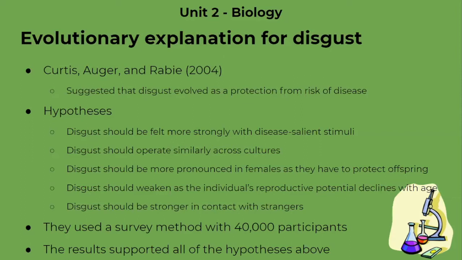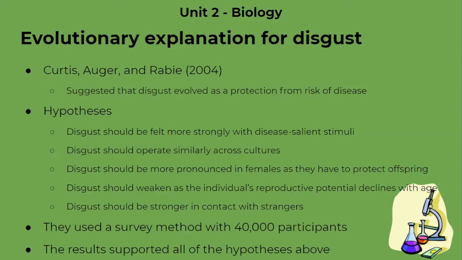So the second hypothesis is that disgust should operate similarly across cultures because disgust is a universal feeling. The third hypothesis is that disgust should be more pronounced in females because they have offspring to protect, and they would potentially have an organism in their womb to also look out for. And fourth, disgust should weaken as individual reproductive potential declines with age because you wouldn't really care as much, because once you reproduce, your purpose in life is basically done for in an evolutionary sense.